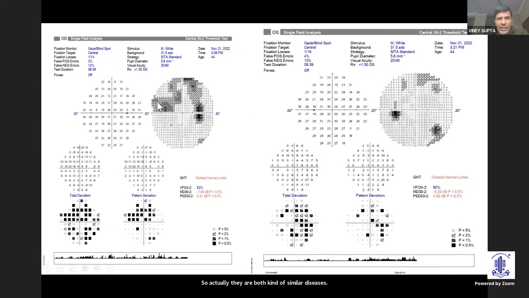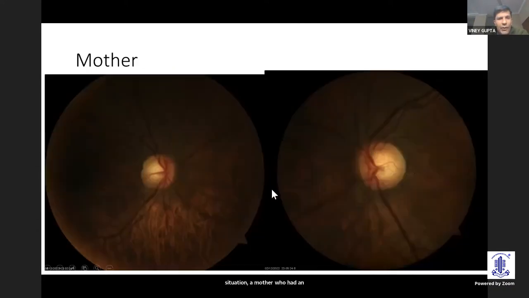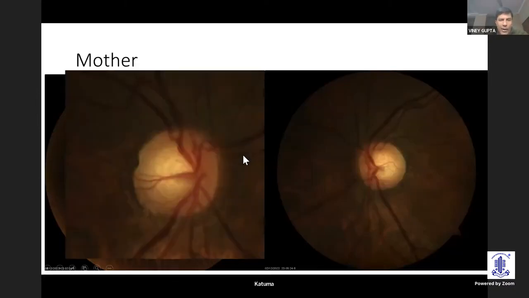A mother who had an arcuate scotoma, typical arcuate scotoma of glaucoma. And when we looked at her optic disc, the optic disc also on the face of it looked glaucomatous. If you carefully see, there is some amount of neuroretinal rim pallor, but more or less there is a large cup also in the mother.